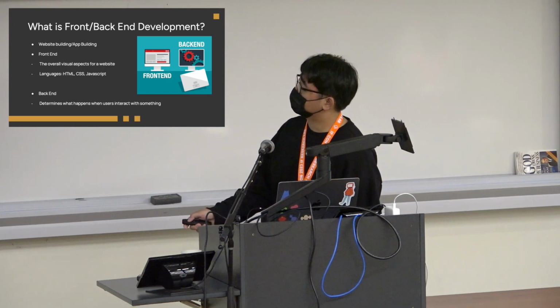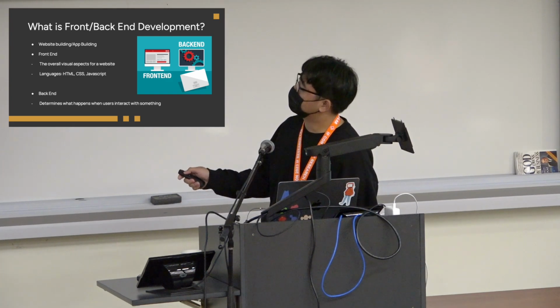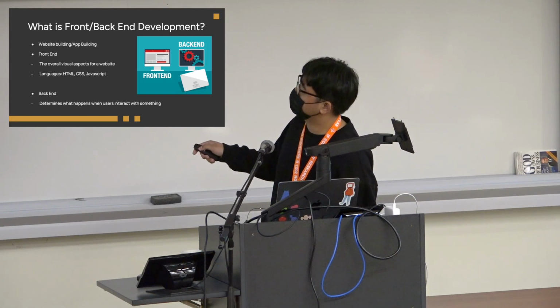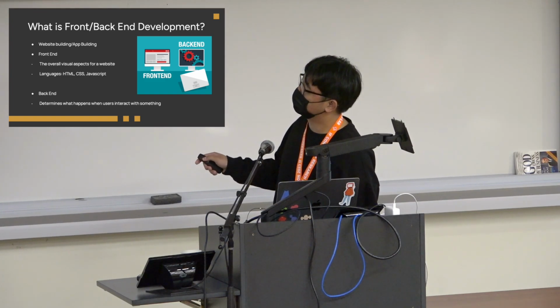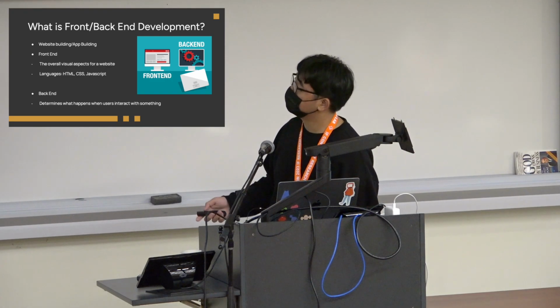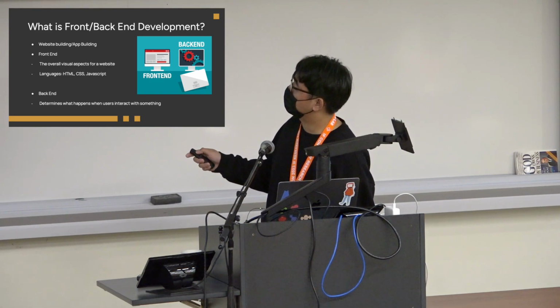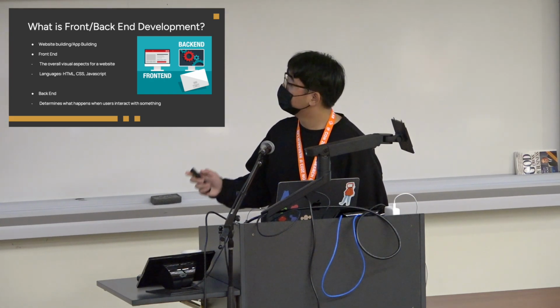So back-end development's role would be to determine what happens when users interact with something. So after someone interacts with something from the front-end development, such as maybe a button, maybe they press on an image, or maybe press on text, back-end would determine what happens after that. So maybe it would link them to somewhere else, maybe it would move them onto another page. All the intricate stuff inside of the website is determined through back-end development.